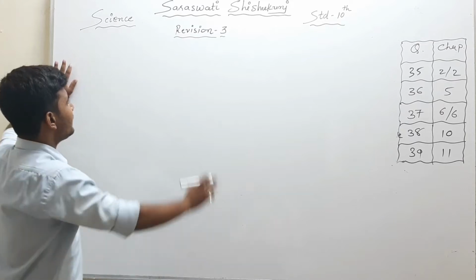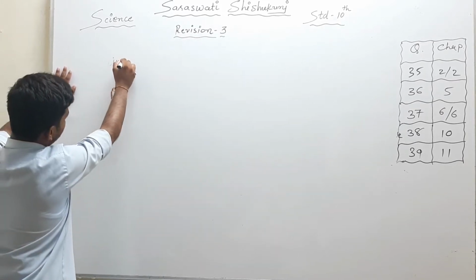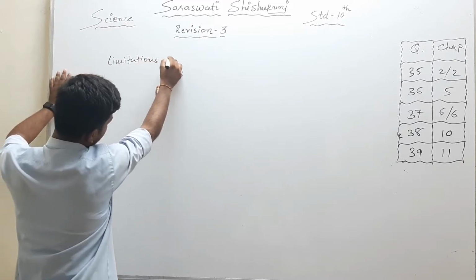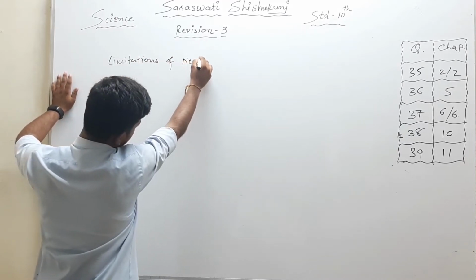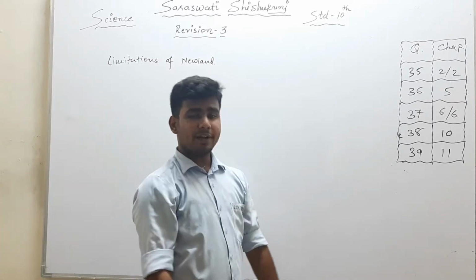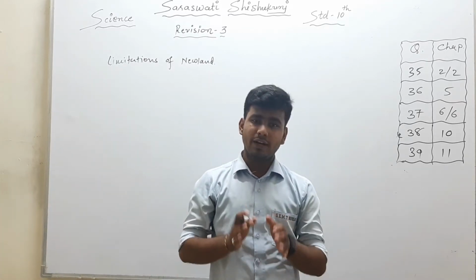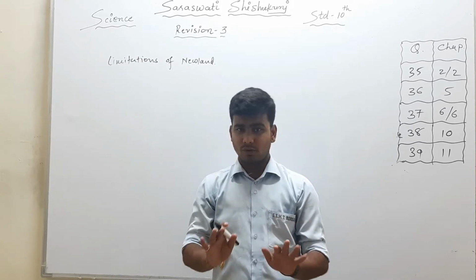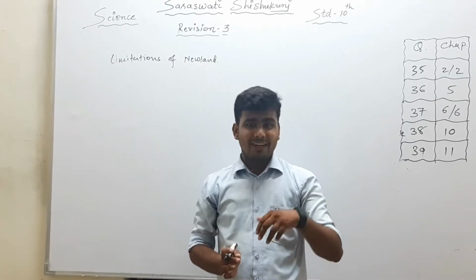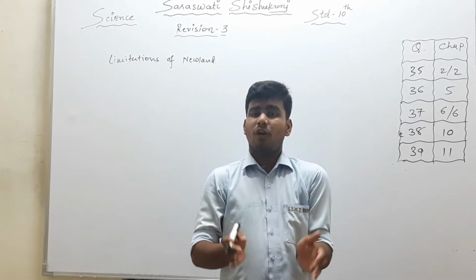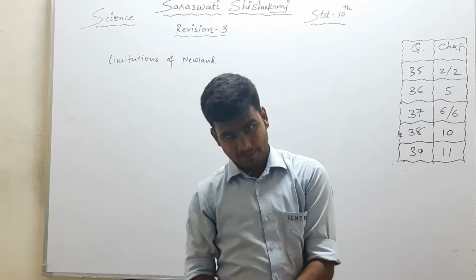So in that we can think about the limitations of Newland. What was the limitation of Newland? Newland's law was only applicable till calcium, meaning it was only followed for elements 1 to 20. Second, at that time only 56 elements were discovered, so Newland applied that law for only 1 to 56 elements.